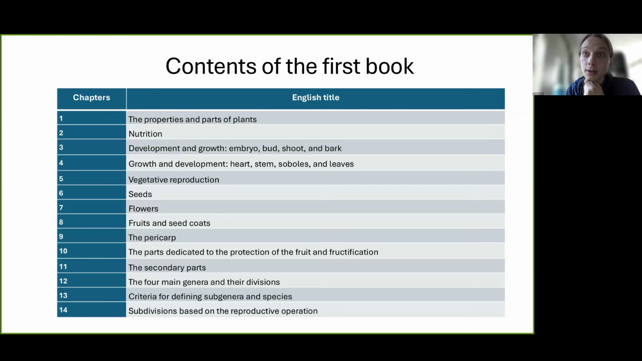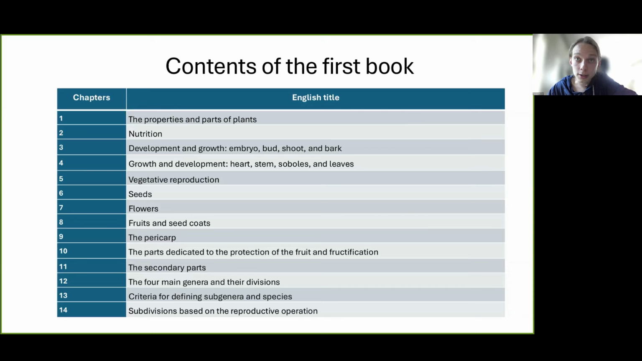Then chapter 6 concentrates on seeds, their morphology, the germination, and the mode of their division. Chapter 7 is devoted to flowers, so also to reproduction, to the composition of flowers, their morphology, and the role that they take in the protection and reproduction of the plants. Chapter 8 describes fruits, the pericarp and the bark that protect the seed.